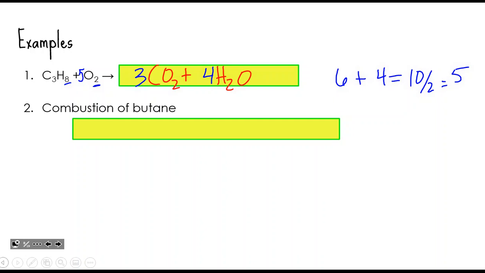Does anybody remember what butane is? How many carbons is that? Anybody remember organic prefixes? The first 4 were different. We've already looked at ethane today. That one has 2 carbons. 1 carbon is methane or meth.